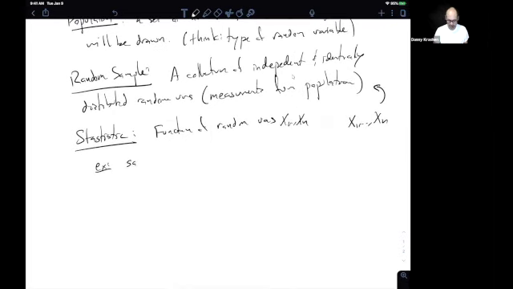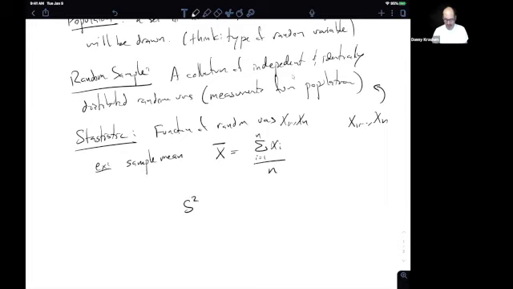So the sample mean is this particular function of the random variables. It's the sum of your random variables divided by n. So this, in other words, is a random variable which takes in measurements and returns back the average value of those measurements.